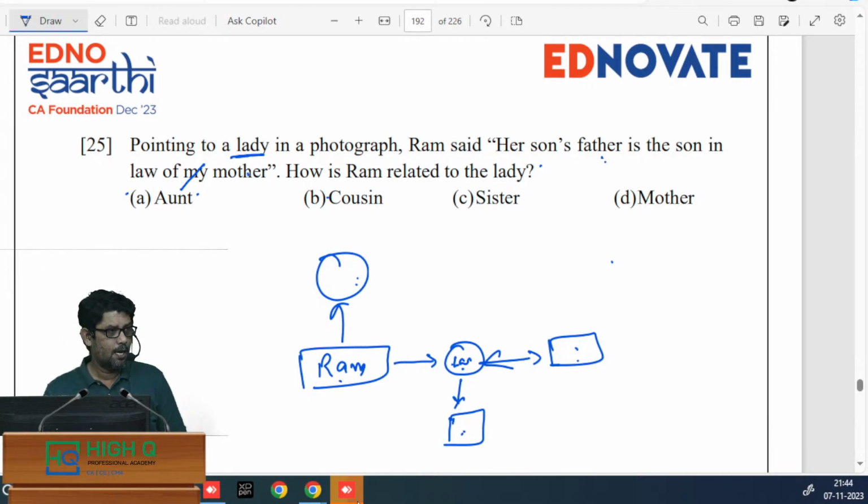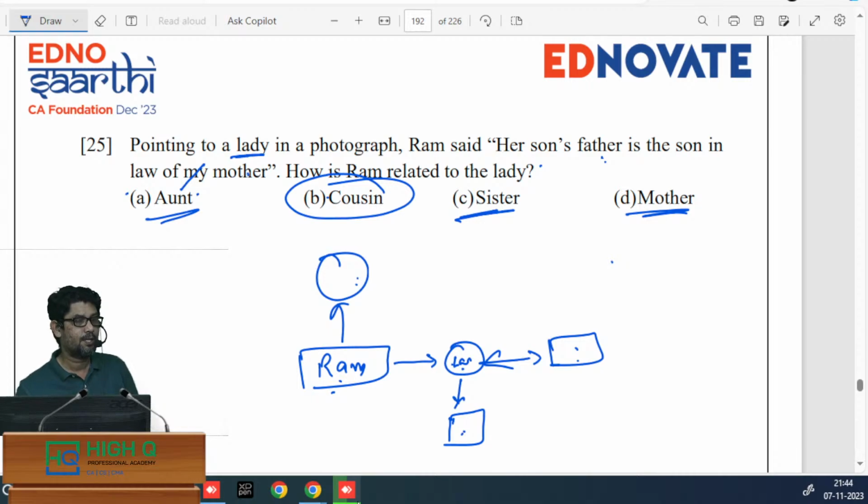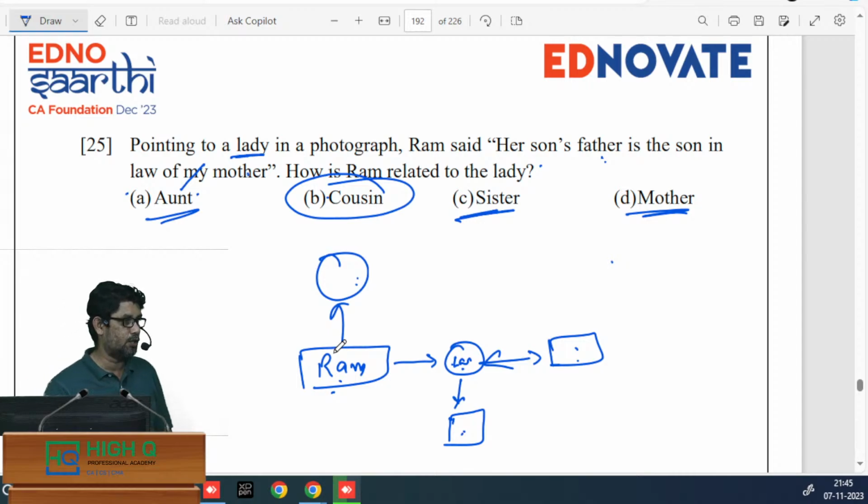Listen here. Of course, aunt is not possible because Ram is a male member. Sister, mother, all are female members. The most suitable answer is cousin. This is the way we need to take the call, because otherwise it can be a brother. The equivalent relation of brother is cousin only.